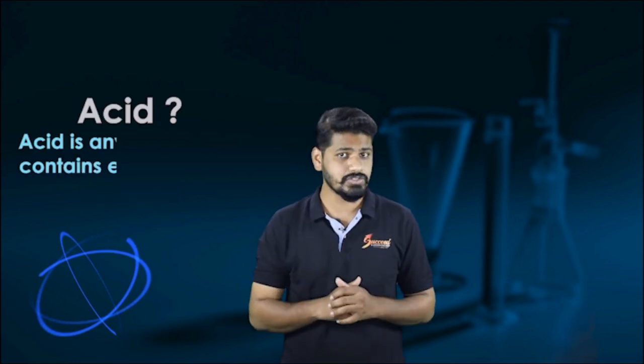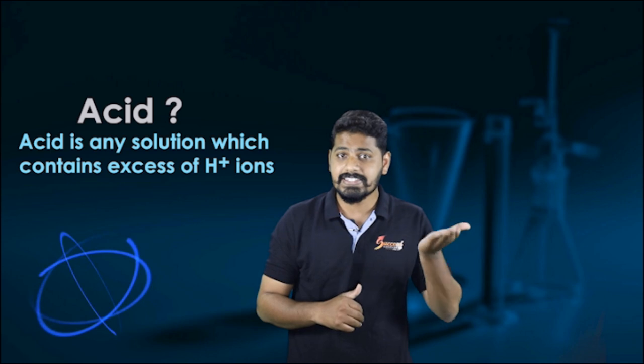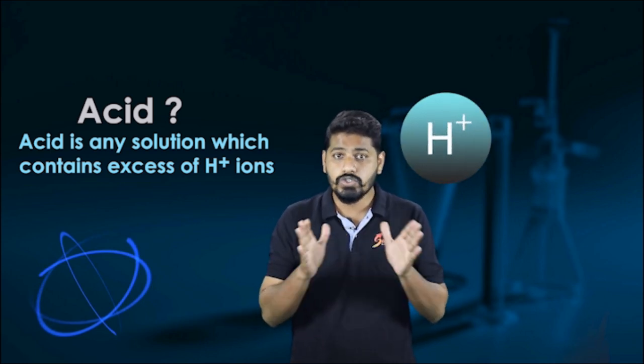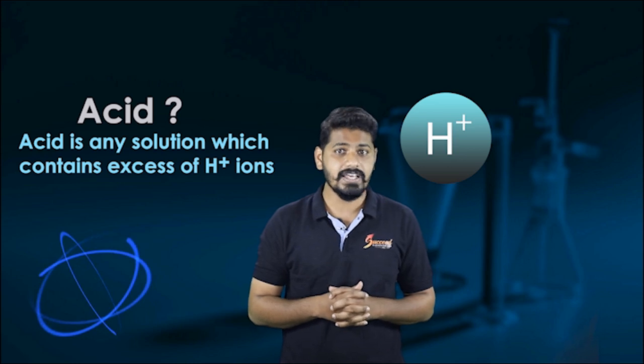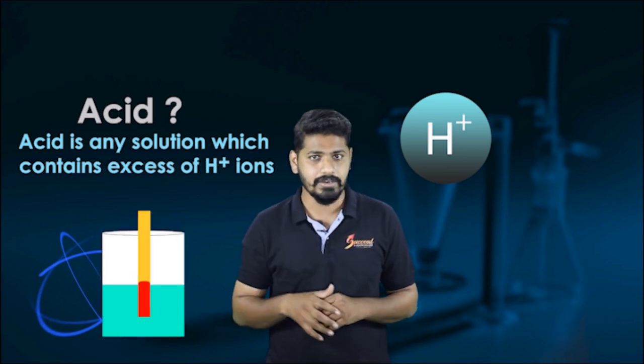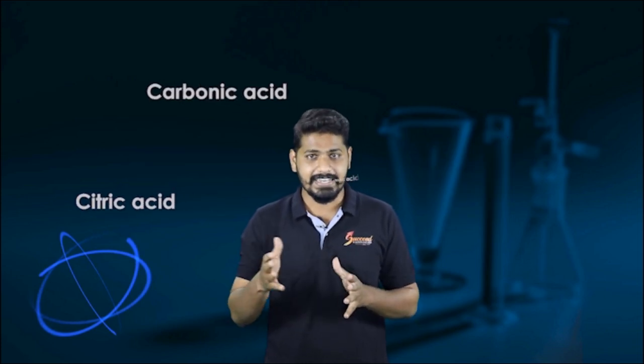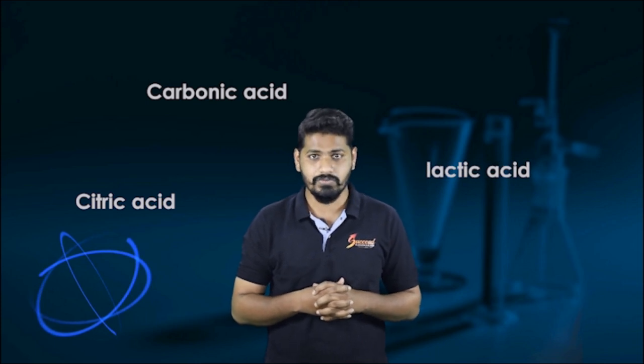So acid is any solution which contains excess of H plus ions, and these are sour in taste, and this turns the litmus paper into a red color. Can you give an example? Yes, the lemon, orange, when you taste it, you feel the sour, right? So those are a very good example. Citric acid, carbonic acid, lactic acid, those are very good examples for the acids.